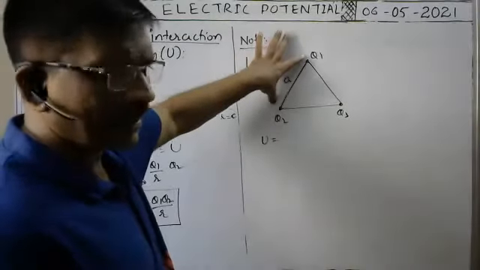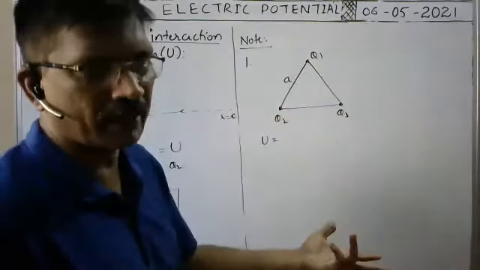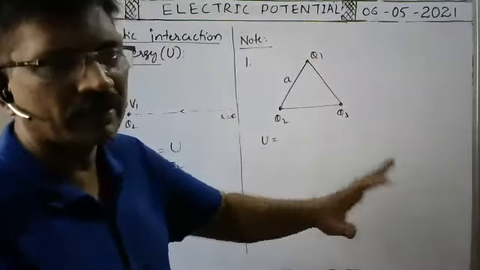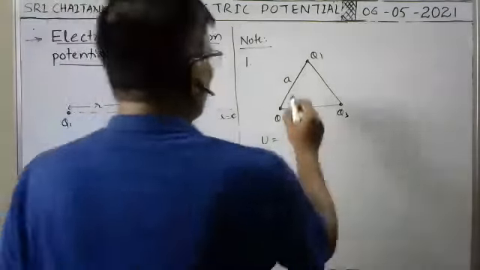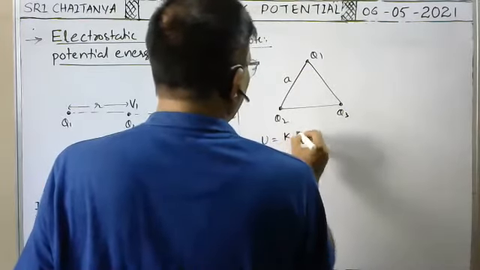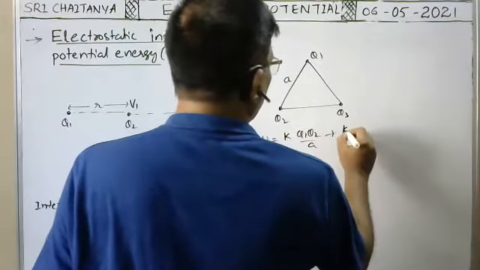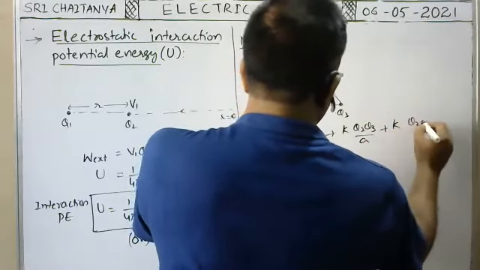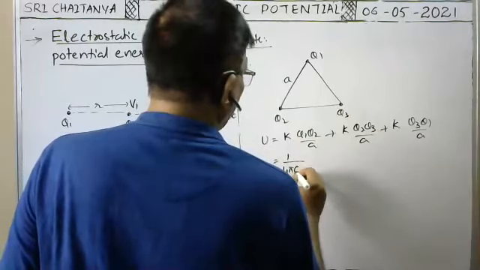In between these two, interaction is there. In between these two, interaction is there. In between these two, interaction is there. Here interaction potential energy, here interaction potential energy, here interaction potential energy. The sum of all is the total interaction potential energy of the system of 3 charges. So the interaction potential energy between these two is 1 by 4 pi epsilon naught, which we can write as K into Q1 Q2 by A, plus K into Q2 Q3 by A, plus K into Q3 Q1 by A. Here K means 1 by 4 pi epsilon naught.